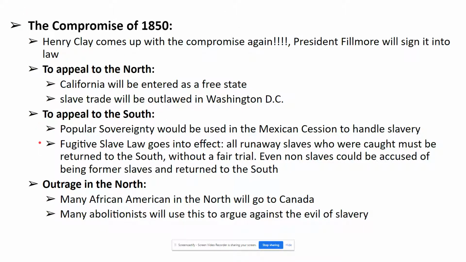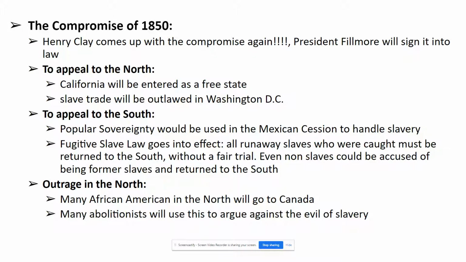And number two is the fugitive slave law. It'll be on your test right here. All right, all runaway slaves who were caught must be returned to the South without a fair trial. Even non-slaves could be accused of being former slaves and returned to the South. Basically, it said if you were a runaway slave, you needed to get to Canada.